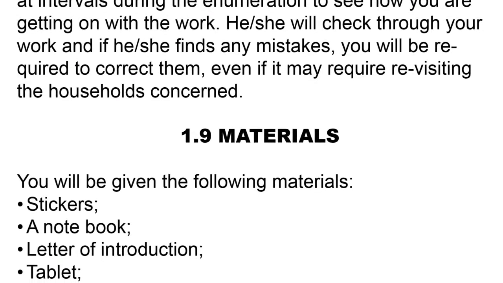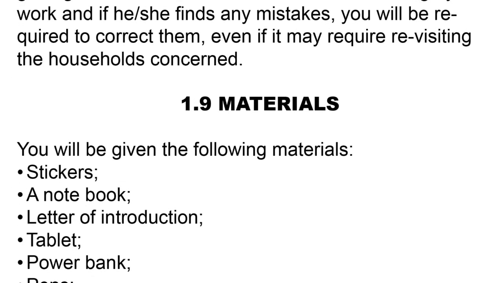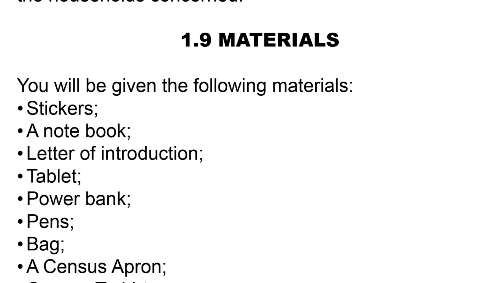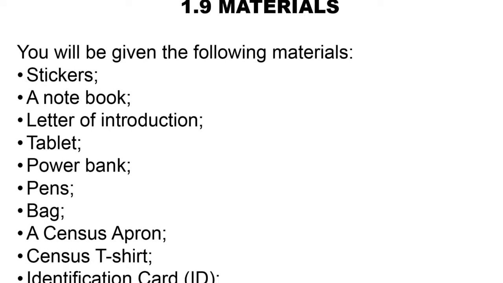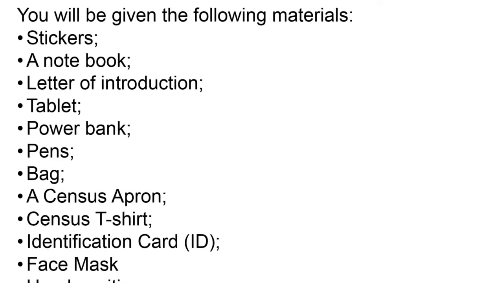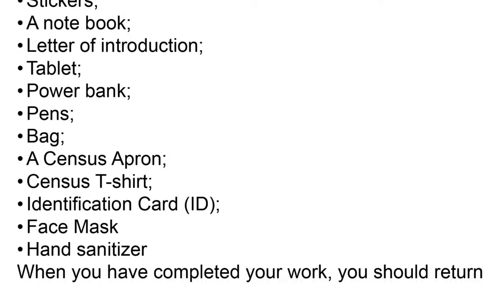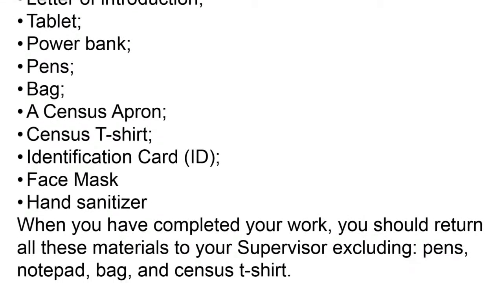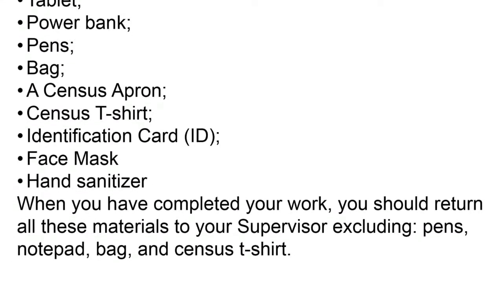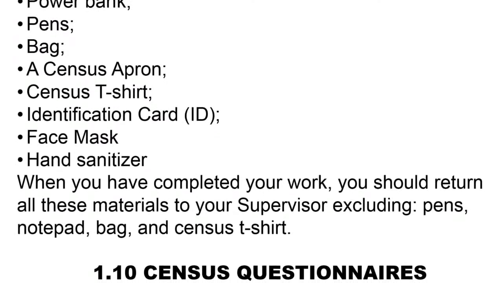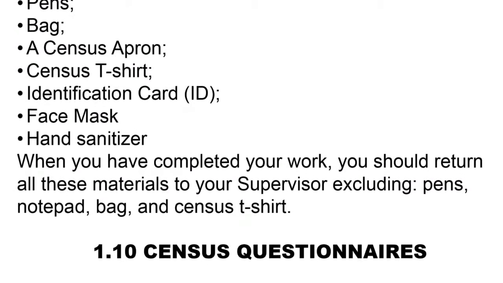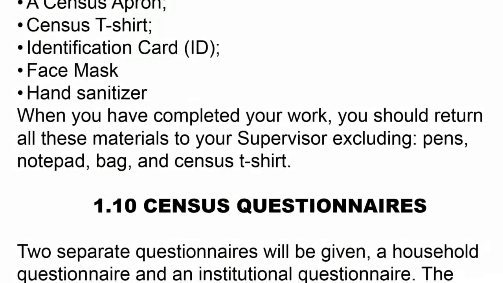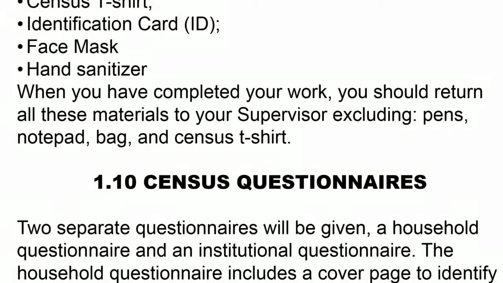Materials. You will be given the following materials: stickers, a notebook, letter of introduction, tablet, power bank, pens, bag, a census apron, census t-shirt, a face mask, hand sanitizer, and identification card, also known as ID. When you have completed your work, you should return all these materials to your supervisor, excluding pens, notepad, bag, face mask, hand sanitizer, and census t-shirt.